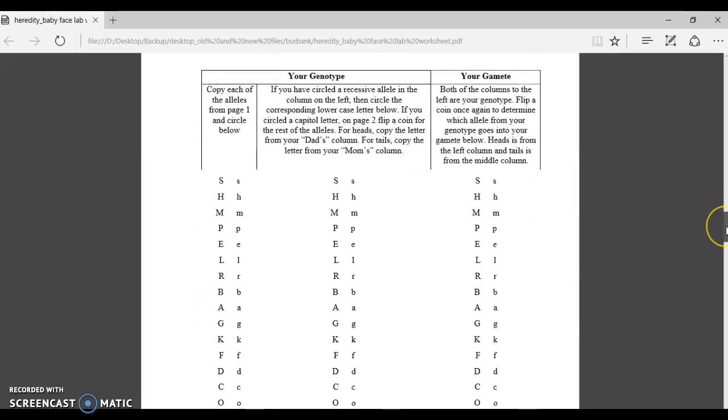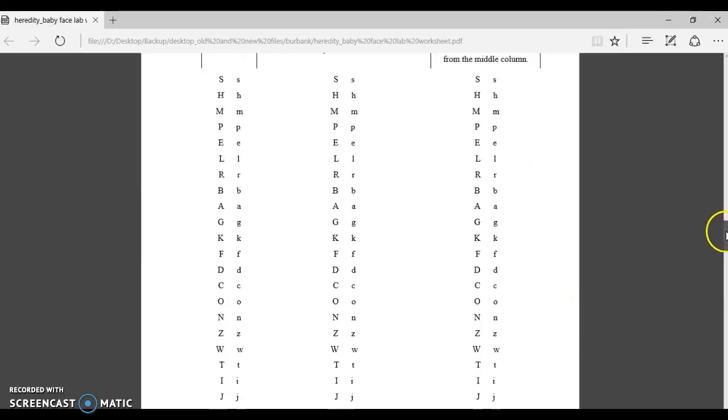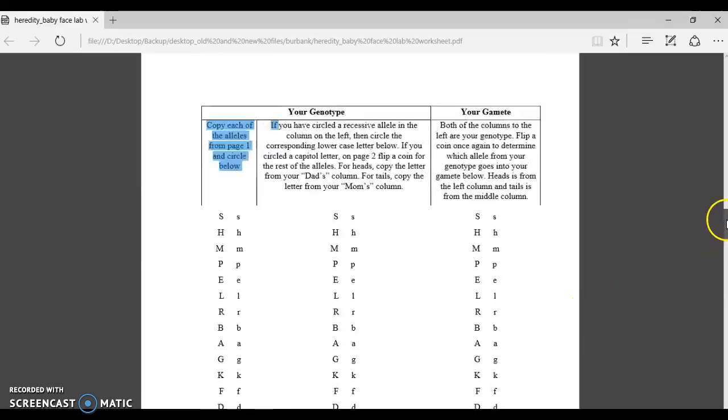Here we go. Let's look at this. It says copy each of the alleles from page 1 and circle below. So you go to page 1, which was your own traits, and you circle which letters you had. It's a little bit of extra copying, but suck it up, look at page 1, and copy these down. It's simple, just a little time consuming. Once you've circled all these letters, you're good. All 23 of them, right?